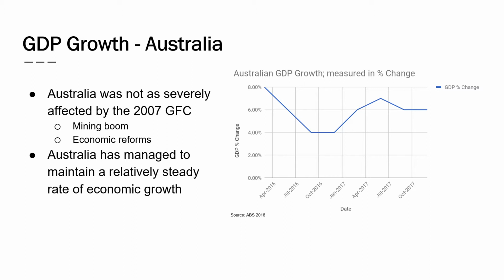Next, we have Australia. The Australian economy was not as severely affected by the GFC as the rest of the world. This is because of the mining boom experienced and the economic reforms put in place by its politics. Australia has maintained a relatively steady rate of economic growth since then. As you can see on the graph, the Australian GDP growth averages around 4 to 6% per annum.